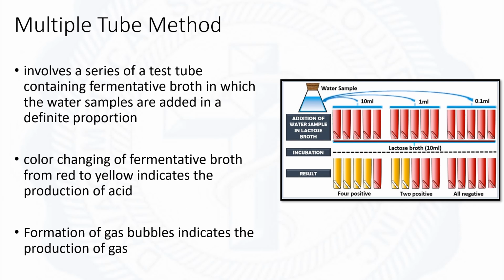In the presumptive test, there is a series of test tubes which contain the broth to which the water sample is added. A positive presumptive test is indicated by the formation of acid and gas. The quantitative analysis of coliform is determined by counting the number of tubes giving a positive result, and by comparing the pattern of positive results with the statistical data.